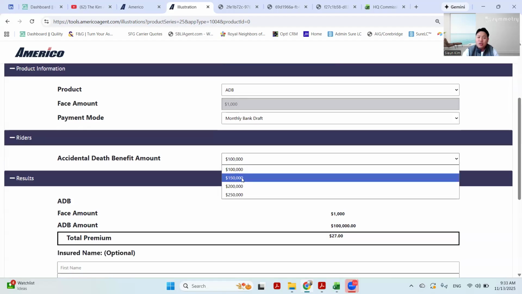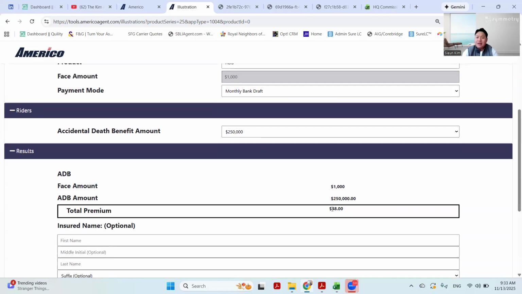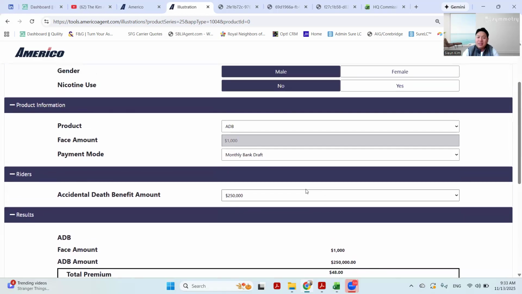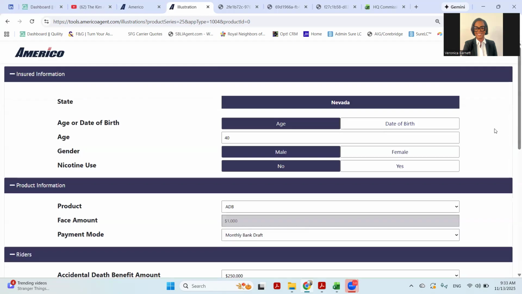So you can choose 100, 150, 200, or 250,000. So let's just say you wanted to give them a $250,000 accidental policy. It's $48. So if the client dies of a natural cause, it still pays out 1,000. But if the client dies of an accident, it pays out 250,000. That's $48, and you can write this without a health license. Or Sean, if you have a license, you go with Mutual of Omaha Guaranteed Advantage, which is cheaper.